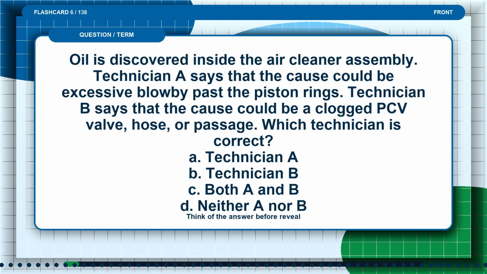Flashcard 6. Oil is discovered inside the air cleaner assembly. Technician A says that the cause could be excessive blow-by past the piston rings. Technician B says that the cause could be a clogged PCV valve, hose, or passage. Which technician is correct? A. Technician A. B. Technician B. C. Both A and B. D. Neither A nor B. Pause and think of the answer before the reveal.